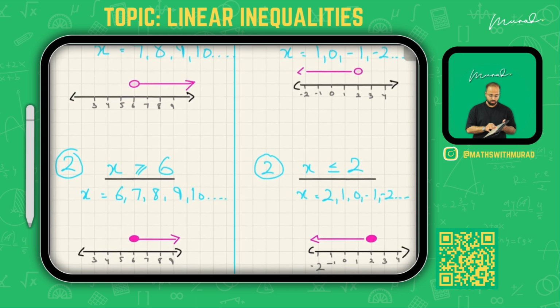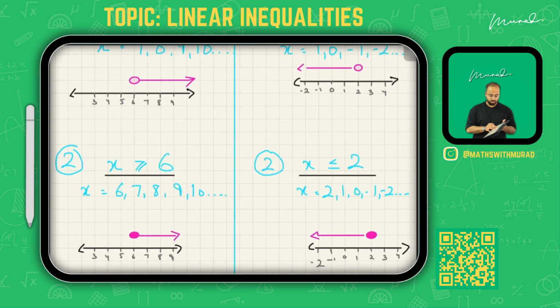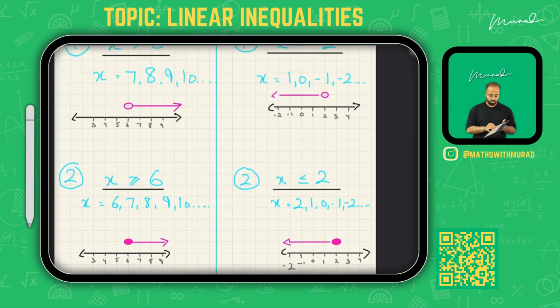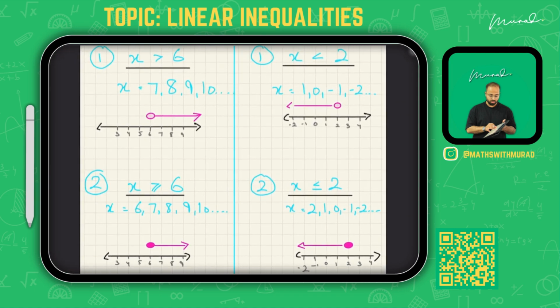Now x is greater than or equal to 6 means the value of 6 is also included in this form. Because 6 is also included, I will draw a shaded circle to represent that 6 is included. And for the greater side, the arrow will be on the right hand side. Okay, this is how we represent it on a number line.